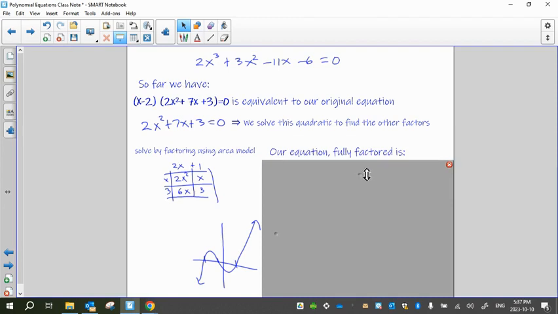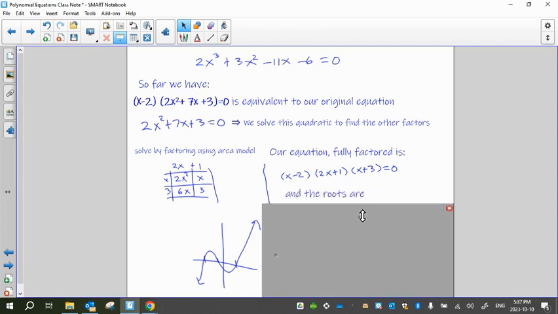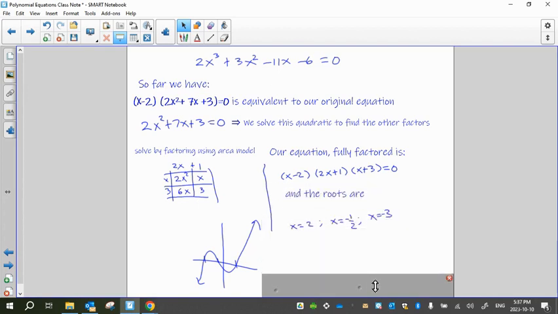So we can then find that our equation in factor form became this. In other words, 2x cubed plus 3x squared minus 11x minus 6 equals 0 is equivalent to this equation in factor form: x minus 2, 2x plus 1, and x plus 3. And from here, it's very easy to see that the solutions, the roots, are at x equals 2, x equals negative 1/2, and x equals negative 3.